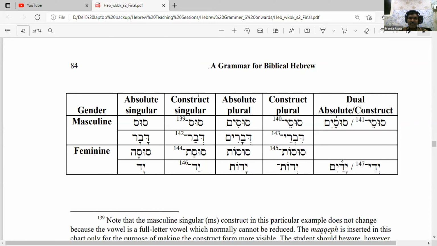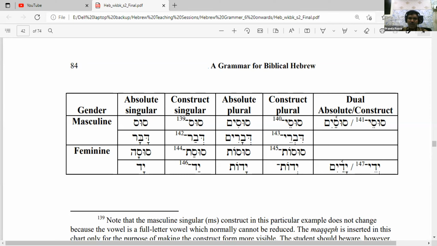So again, sus only. Susim. Say after me, susim. Susay. And susaim. Susay. Now this is about the example of the full letter vowel.